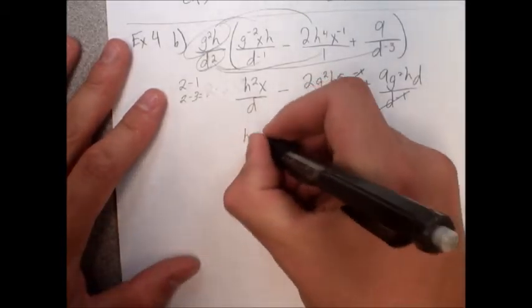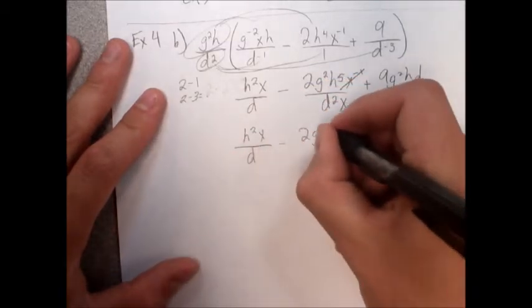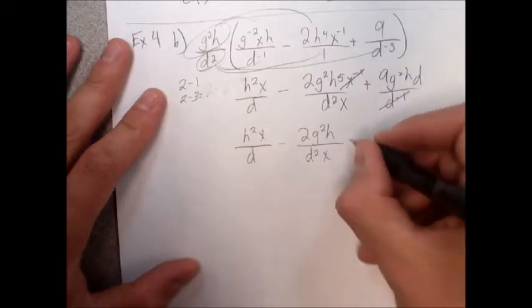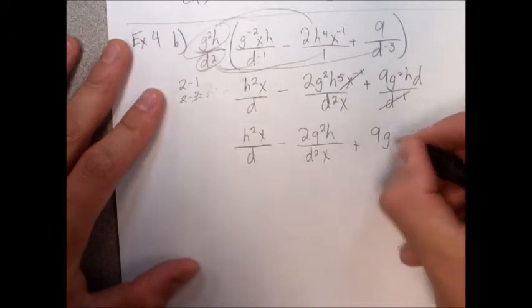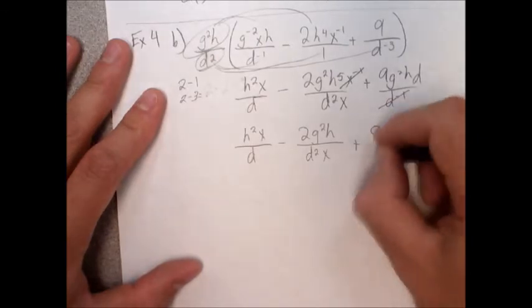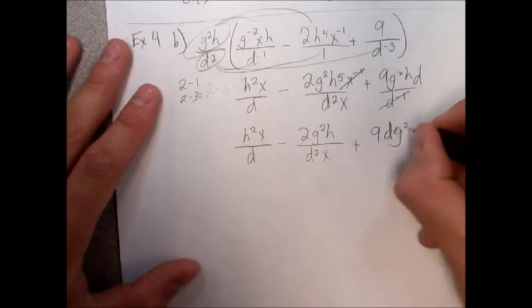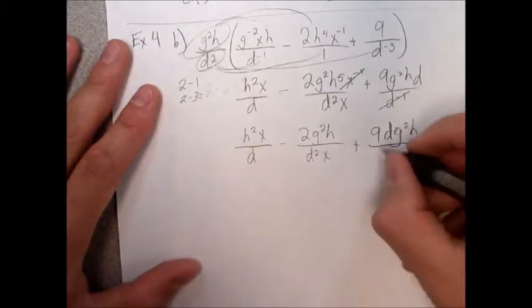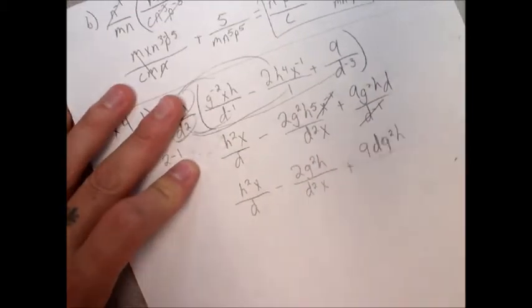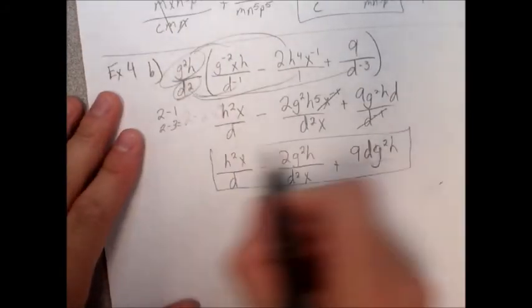So I have h squared x over d minus 2g squared h over d squared x plus 9g squared h. Oops, I need to put that d in there. Alphabetical order. d g squared h over nothing. So it's just over 1. But we don't need to write that, so we'll just leave it like it is.